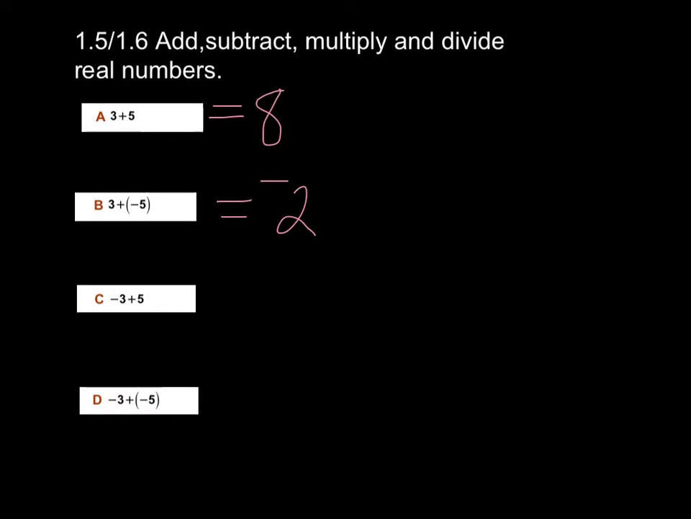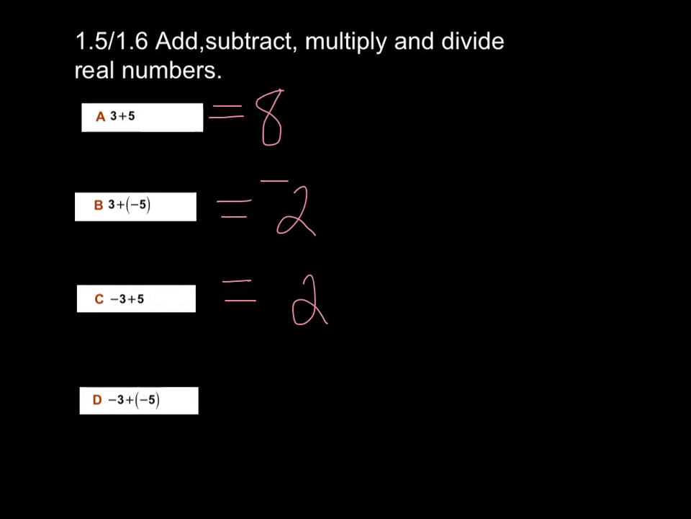Okay. Next one, same two numbers, but they're opposite signs again. So we're going to take the difference of the two numbers. The difference of 3 and 5 is 2. Absolute value of negative 3 is 3, and the absolute value of 5 is 5. 5 is the larger number, and it's positive, so it's going to be a positive 2.